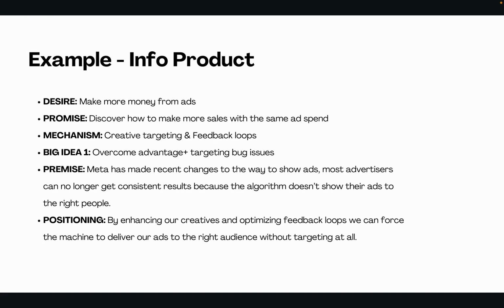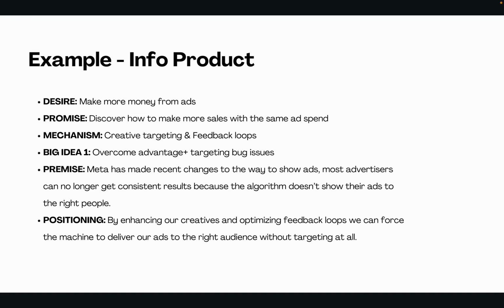Now, what is the promise that we are making to them? We're saying, discover how to make more sales with the same ad spend. Okay. And then what is the mechanism? We say it's creative targeting and optimized feedback loops. So, what is the big idea? An example of a good big idea would be, overcome Advantage Plus targeting bug issues, right?